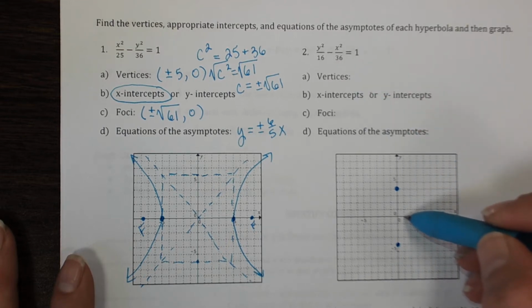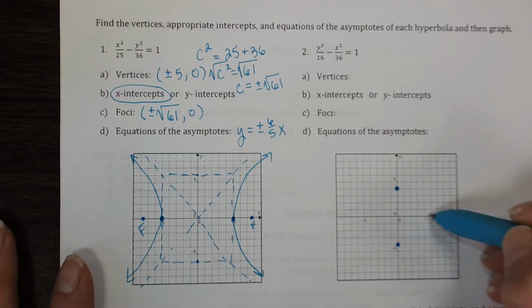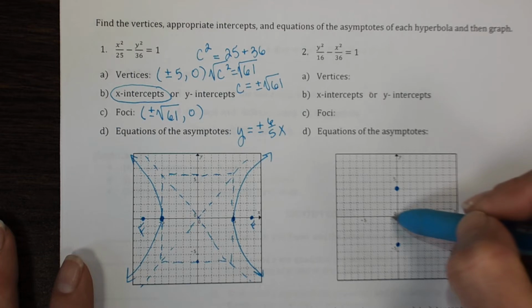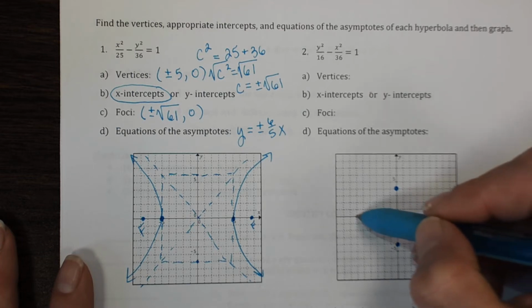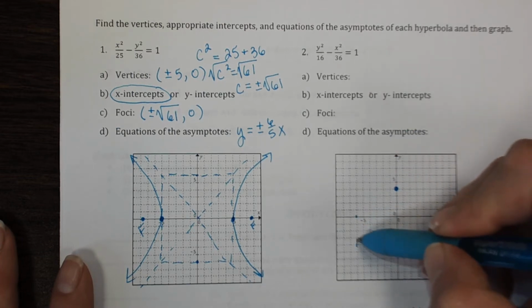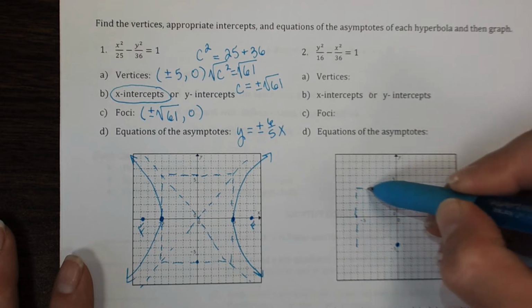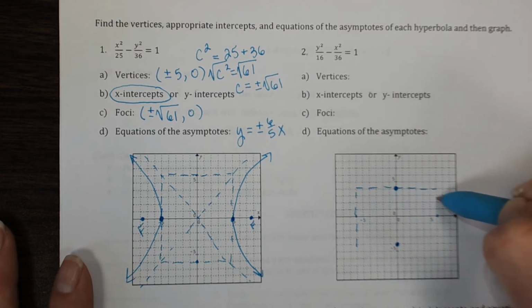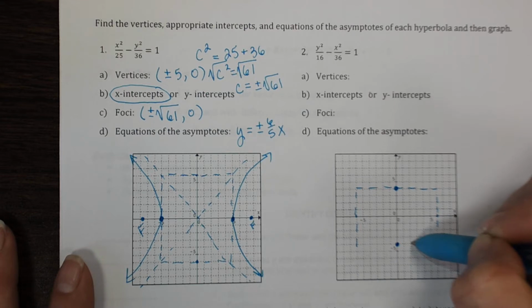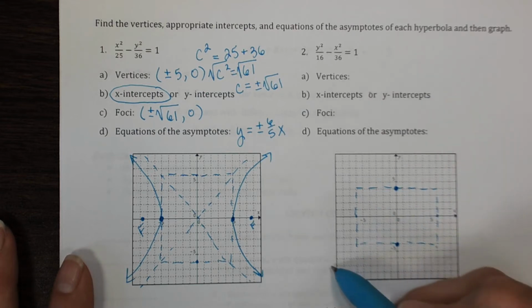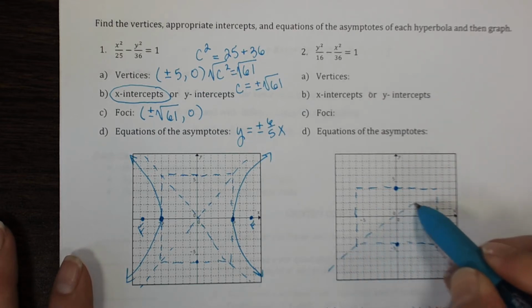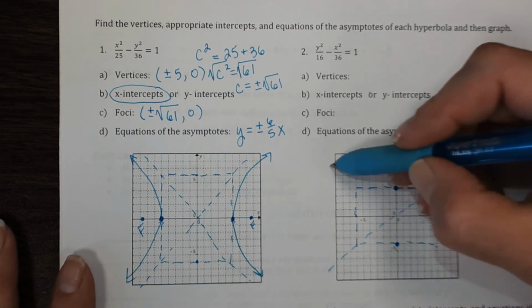And again, those aren't going to be points. I'm just going to use it to draw my box. So 1, 2, 3, 4, 5, 6. And 1, 2, 3, 4, 5, 6. Okay, and now I'm going to draw in that box. And then I'm going to connect the corners with my asymptotes.